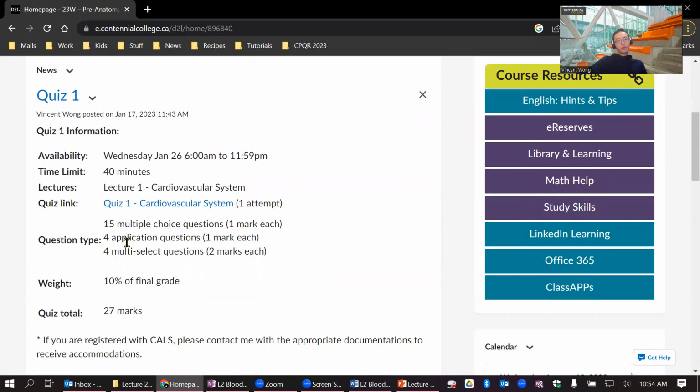It has 50 multiple choice questions, 4 application questions, and 4 multi-select questions. The multi-select questions are worth 2 marks each. You will have to select the correct answers to get full marks, but if you select extra answers that are not supposed to be there, marks will be deducted. It's complicated to go through the formula. My point is you don't want to select everything, because wrong answers will cost you marks. You cannot go below 0 though, so that's not going to be a problem.